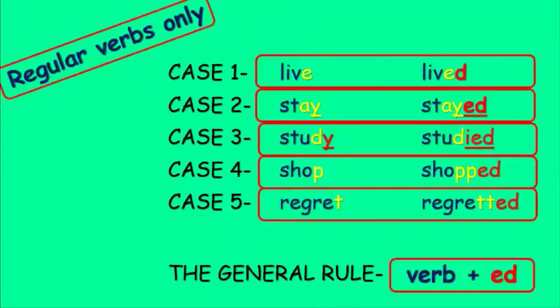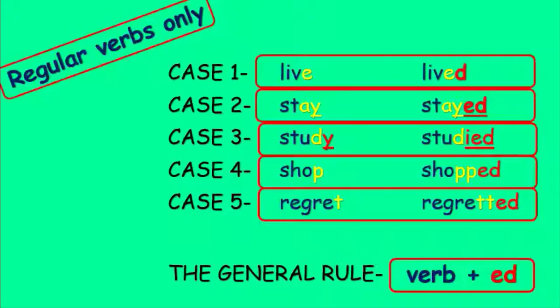Case number 3, the verb has Y at the end, but there is no vowel before Y, there is a consonant, so we change the Y to I and we add ED. Study, studied. Case number 4, the verb has one syllable only and one vowel, so we double the consonant at the end and we add ED. Shop, shopped.